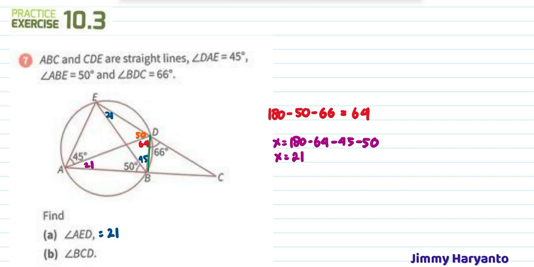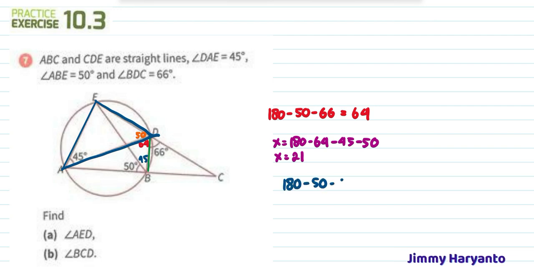Wait, not finished yet, guys. Oh, AED, yeah, BCD. Oh, we don't need AED actually. My bad. Okay, so we don't have to find this one. To find AED, we only have to use this triangle. That means 180 minus 50 minus 45. It's 95. That means this one is 85. 180 minus 95. Yes, it's 85 AED. So this one is 85.